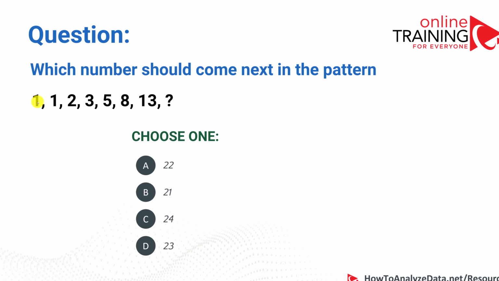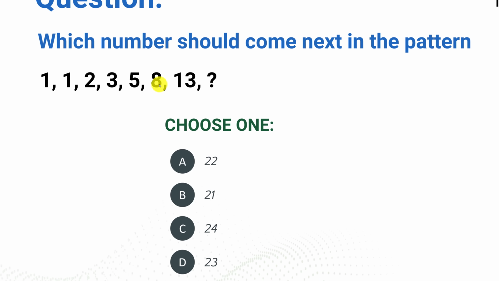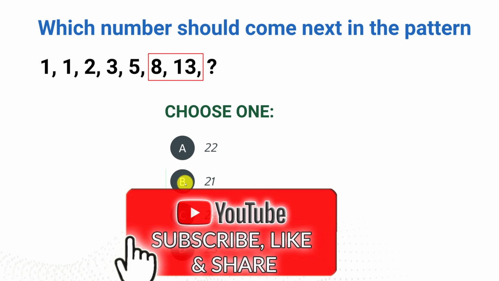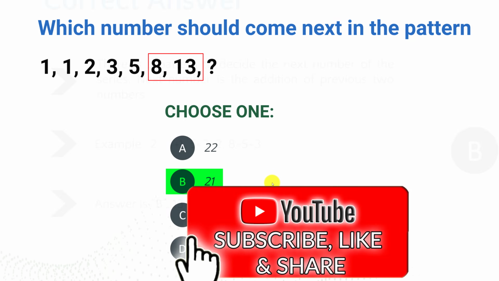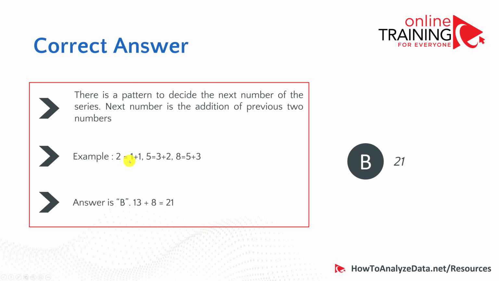Well, let's look. We have 1, 1, and then 1 plus 1 equals 2, then 1 plus 2 equals 3, then 2 plus 3 equals 5, and you can keep going. So to calculate the next number, it's basically the sum of the previous 2 numbers. So 8 plus 13 is 21. The right choice here is choice B, which is 21. And this is the explanation, that the pattern here is really the sum of the previous 2 numbers. Hopefully you've got this one right.